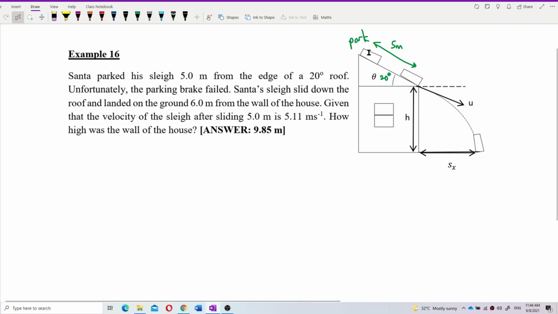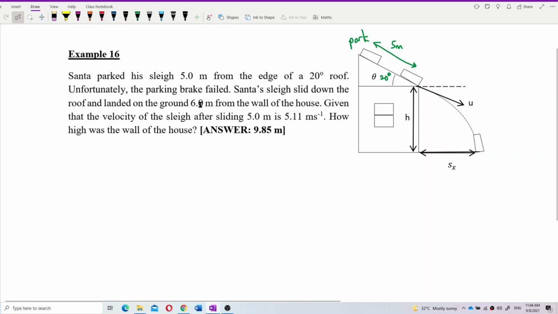Parked the sled, and then the sled fell down. You understand? Park the sled 5 meters from the edge. So unfortunately, the parking brake failed, and then the sled will fall down. Santa's sled slid down the roof and landed on the ground 6 meters from the wall of the house.